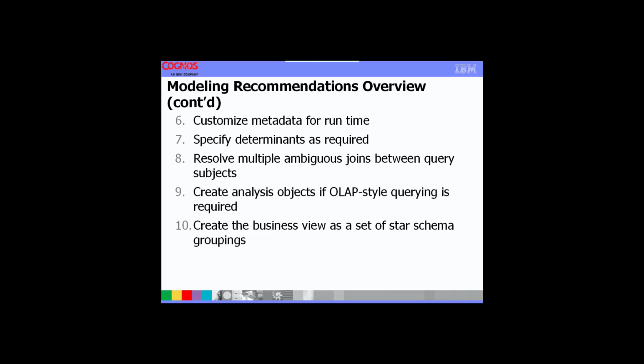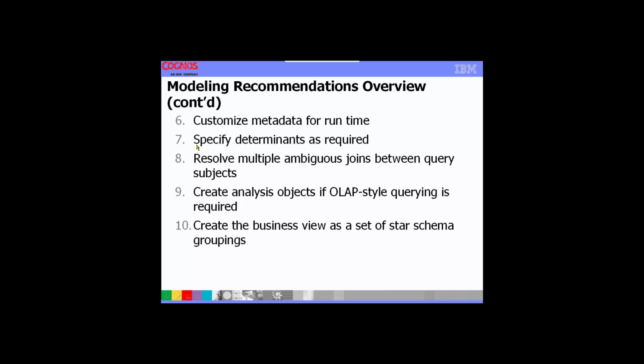Okay, just a few more to go through. Customize metadata for runtime, something we're not going to get into today as well, or very little, but that's basically using macros, calculations, and filters to control what comes back. For example, you can say, for a particular user, I want to bring back a specific column. So if I'm in a certain region, or my user ID in that session is a certain user ID, I can bring back column A instead of column B dynamically at runtime.